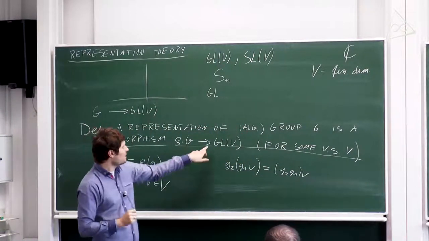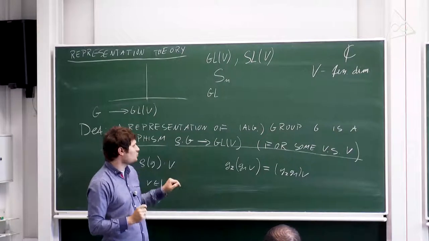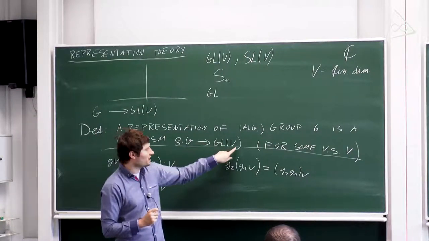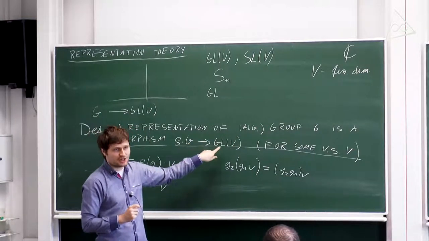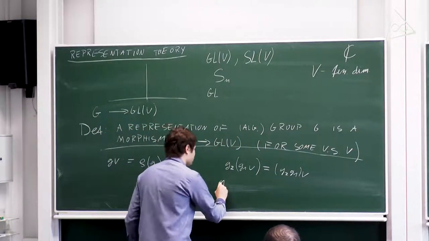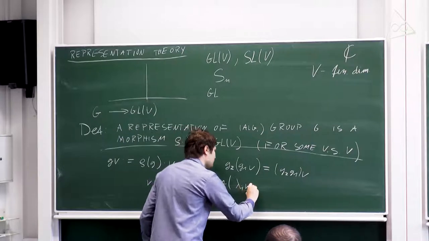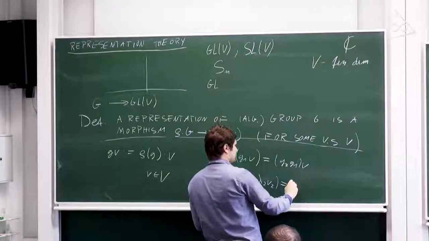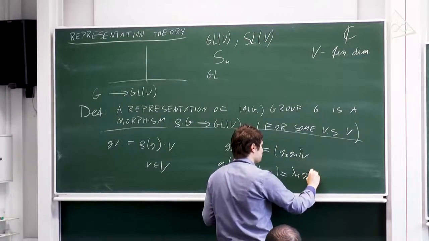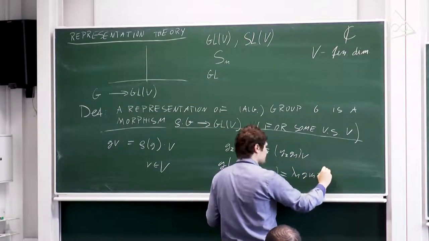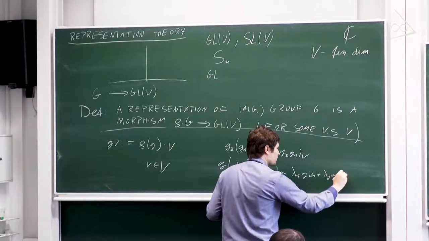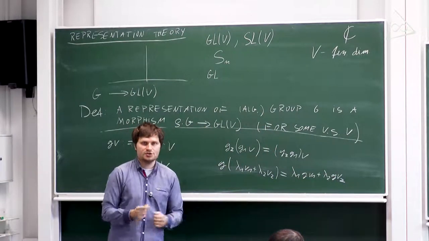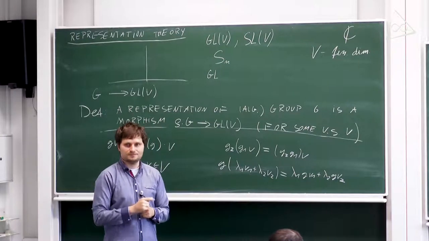And further, this comes from the fact that this is a group morphism, and because this goes to a general linear group, that is, the actions are linear, we have that g(lambda 1 v1 + lambda 2 v2) is the same as lambda 1 g v1 + lambda 2 g v2. So our group elements act linearly on the space V.